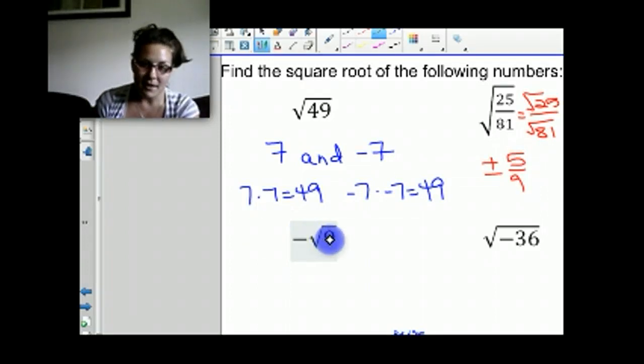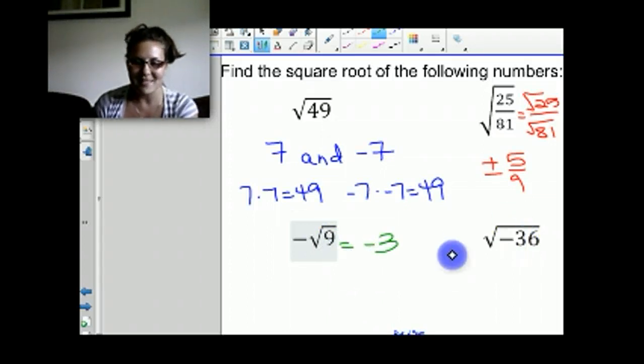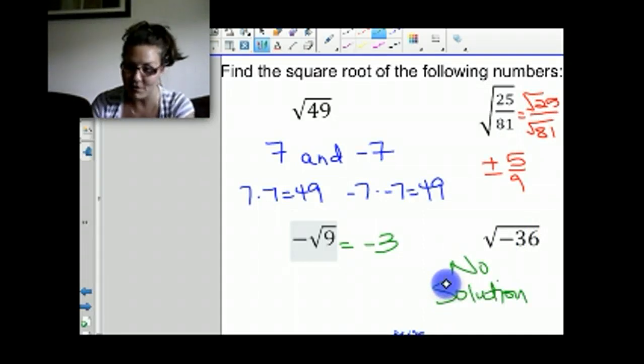Negative square root of 9. The square root of 9 is 3 or negative 3. That negative implies specifically negative 3. Square root of negative 36 has no solution. You cannot take the square root of a negative number. Nothing exactly times itself will be negative, because the only way to get a negative number through multiplication is to multiply a positive and a negative number.